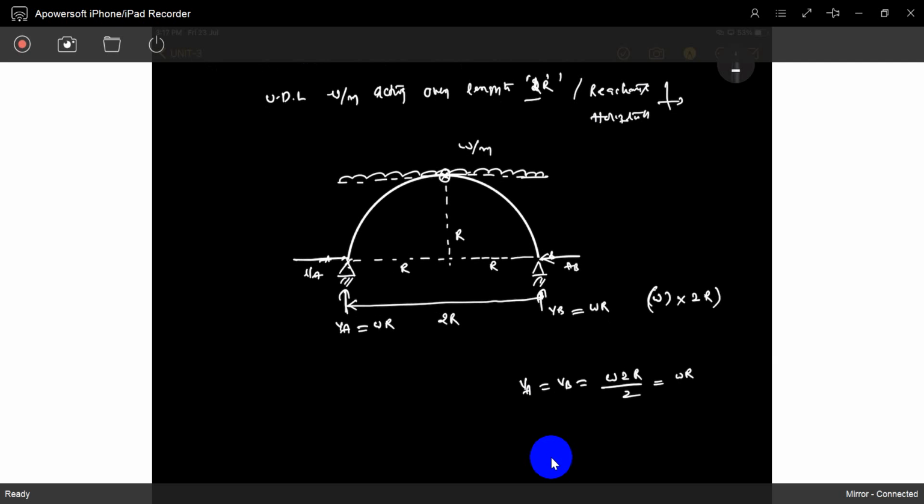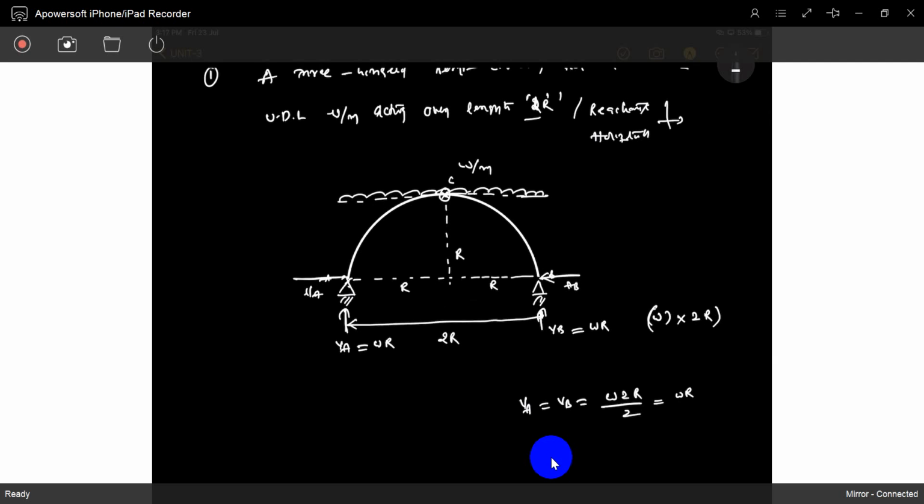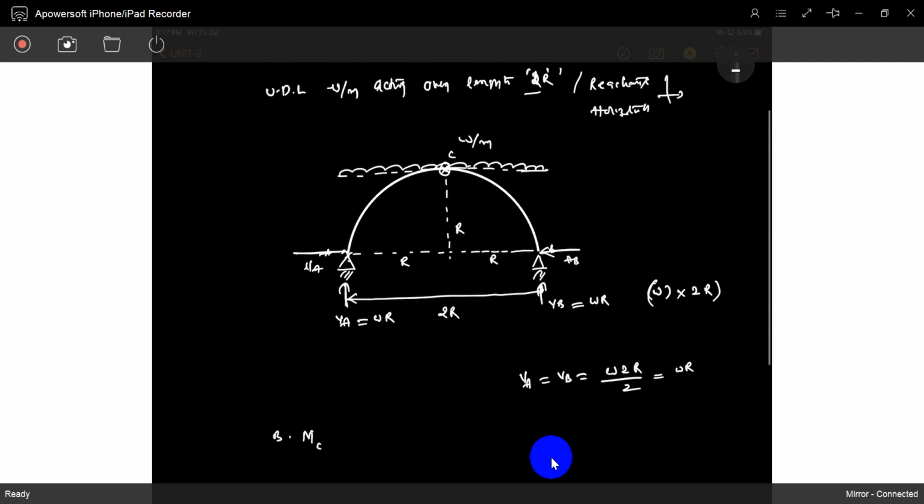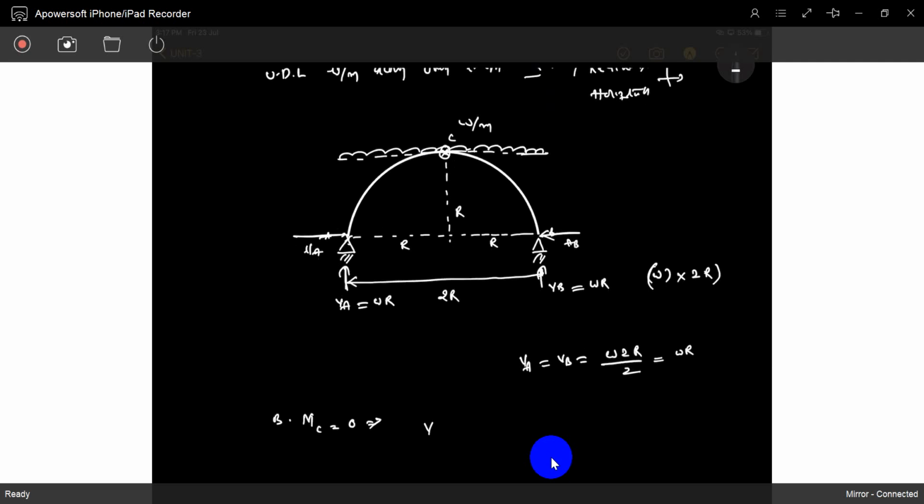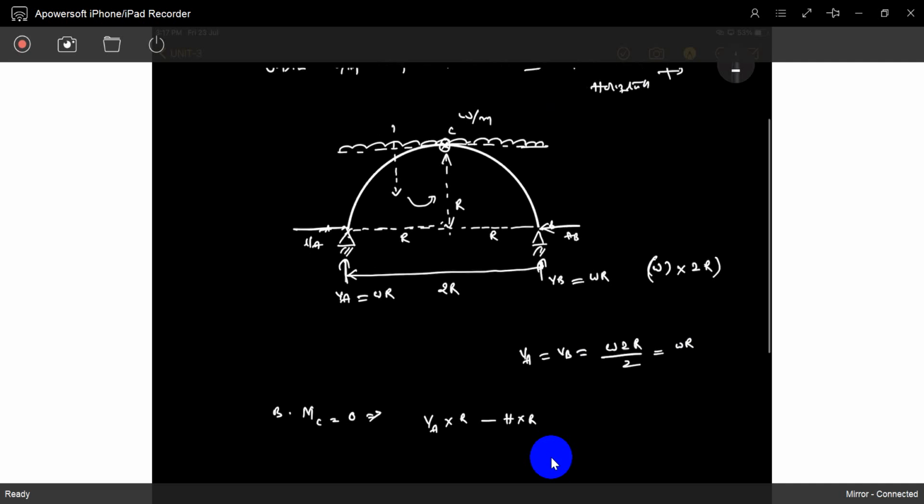So what is the horizontal reaction? It can also be calculated easily, because at C, the bending moment at C is 0. So take VA multiplied by R, minus H into again R, since this distance is also R. And the vertical load, gravitational load, goes to moment like this. What is that vertical load? The vertical load is W into R, only up to C, and its distance is R by 2. That is equal to 0 because the bending moment at C is 0.